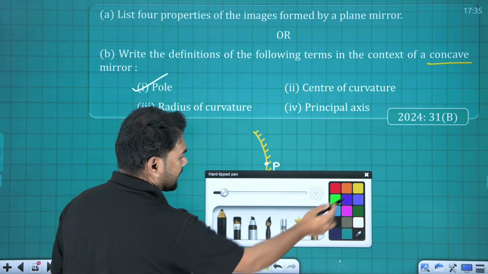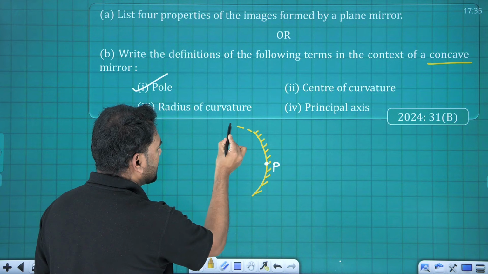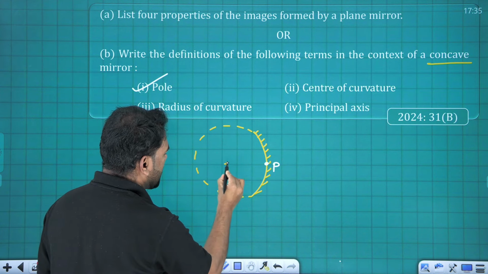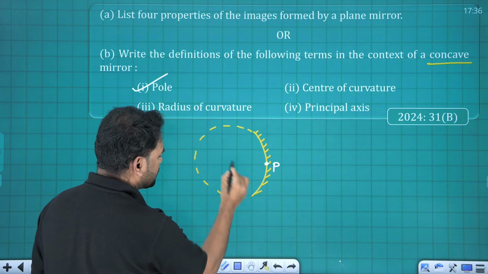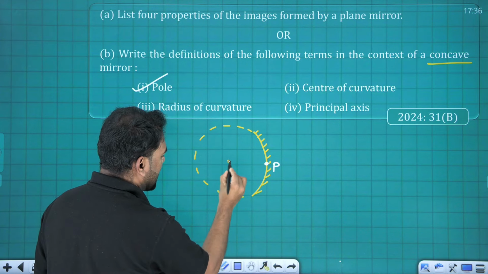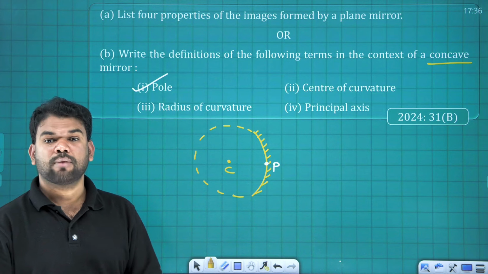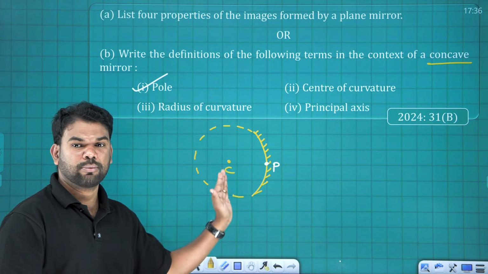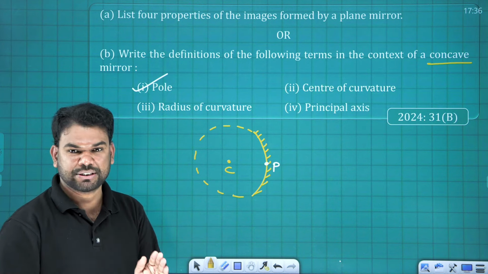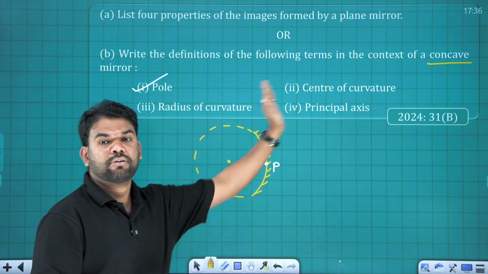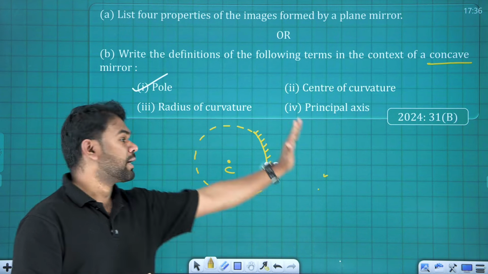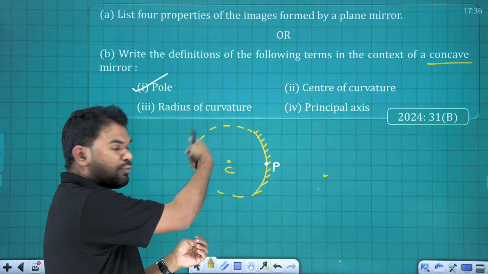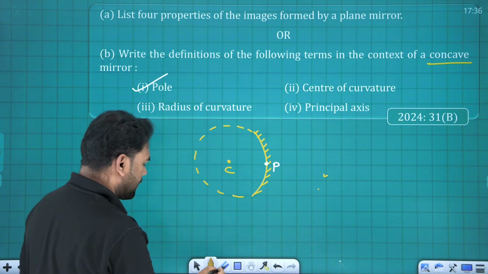Now center of curvature. If you consider this mirror as part of an imaginary sphere, the center of that imaginary sphere in which the mirror forms a part is called the center of curvature. This is also the same for convex and concave mirrors. The only difference is based on sign convention. For a convex mirror, the center of curvature is on the right side, whereas for a concave mirror, the center of curvature is on the left side.